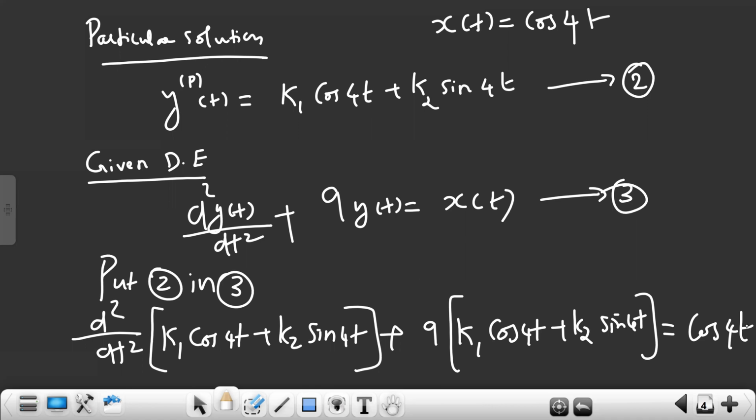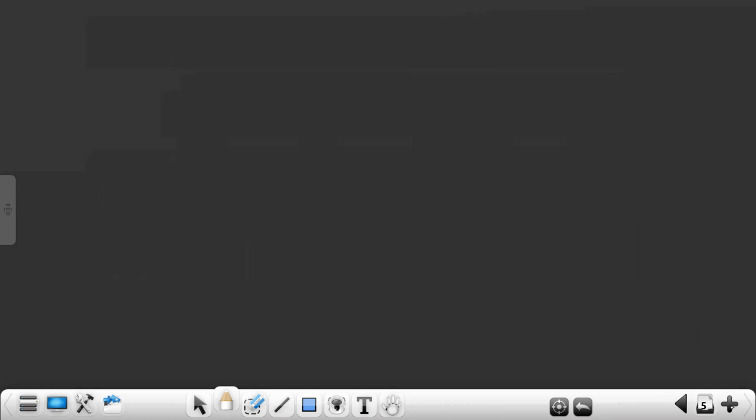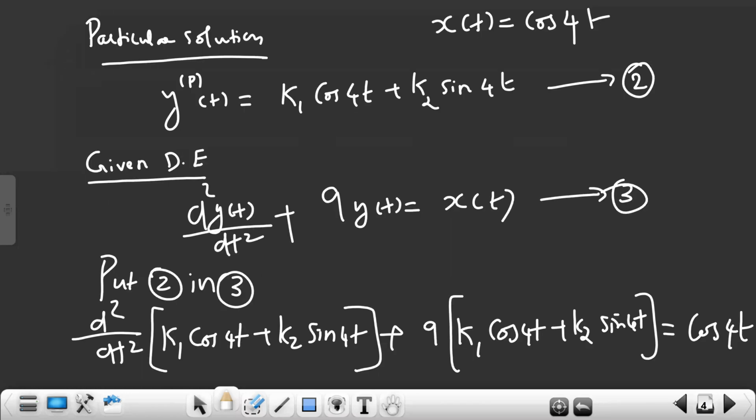How to differentiate? You have to take 2 times the derivative in the first term, so please be careful. You will retain one d by dt there, and then you will differentiate this term. After differentiating, what will you get? K1 is constant, the derivative of cos is minus sin, correct? So minus 4 sin 4t, plus K2 is constant, then the derivative of sin 4t is 4 cos 4t.